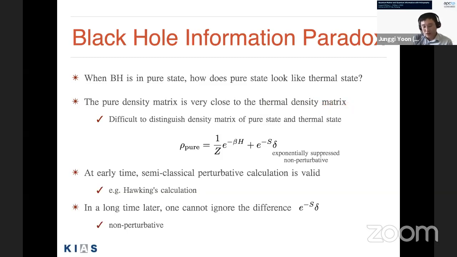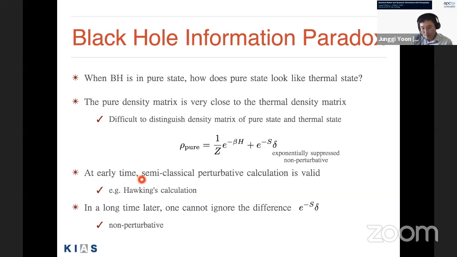Which means that it is very difficult to distinguish the density matrix of the pure state and the thermal state. For example, the difference between the pure state and the thermal state, which is the Boltzmann weight, is exponentially suppressed by the entropy of the black hole. Actually, this happens in many very complicated systems, like chaotic systems. Thermalized systems, like the ETH, eigenstate thermalization hypothesis, are in a very similar situation. So up to this small correction, the pure state behaves like a thermal state.